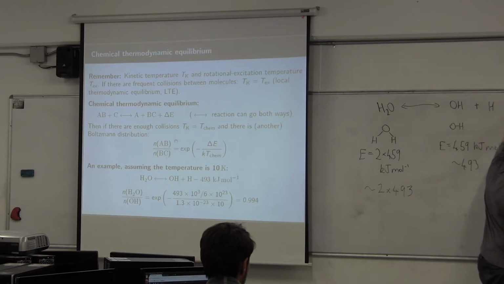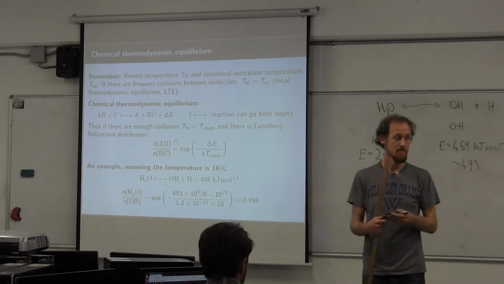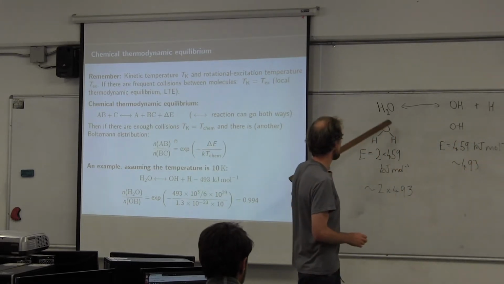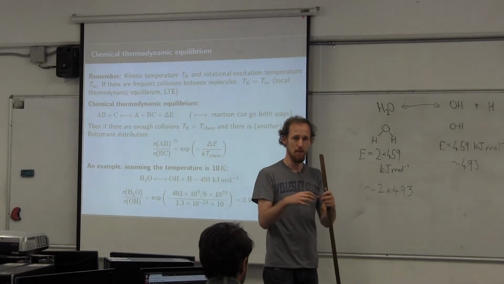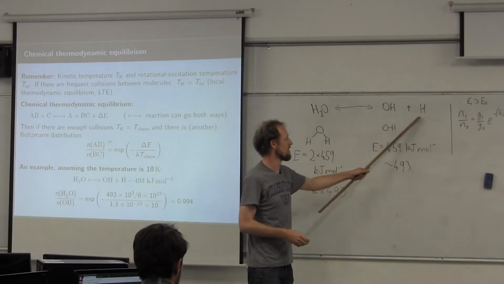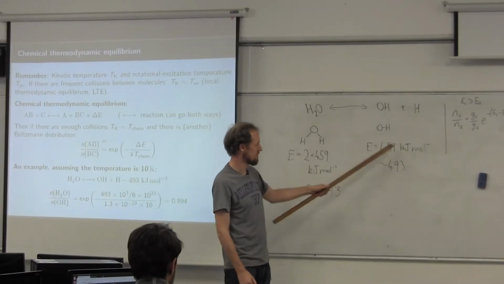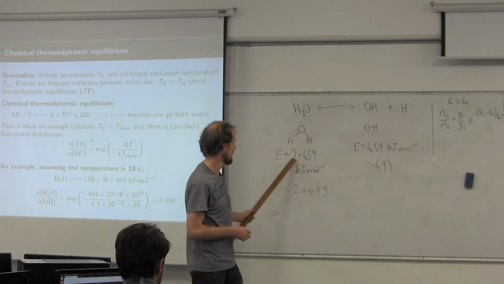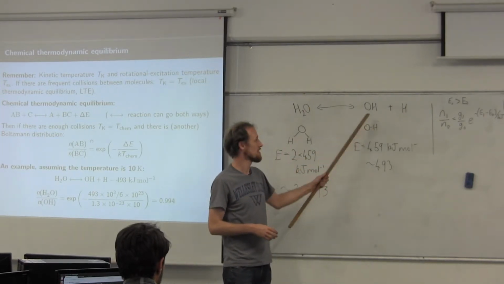E1 is greater than E0. That means the molecule is rotating faster, right? It has more energy. In this case, H2O has more energy in the bond. One of the bonds is broken. So I've written this as 400 kilojoules per mole. This one is 2 times 400 kilojoules per mole. But this is the one with more energy.